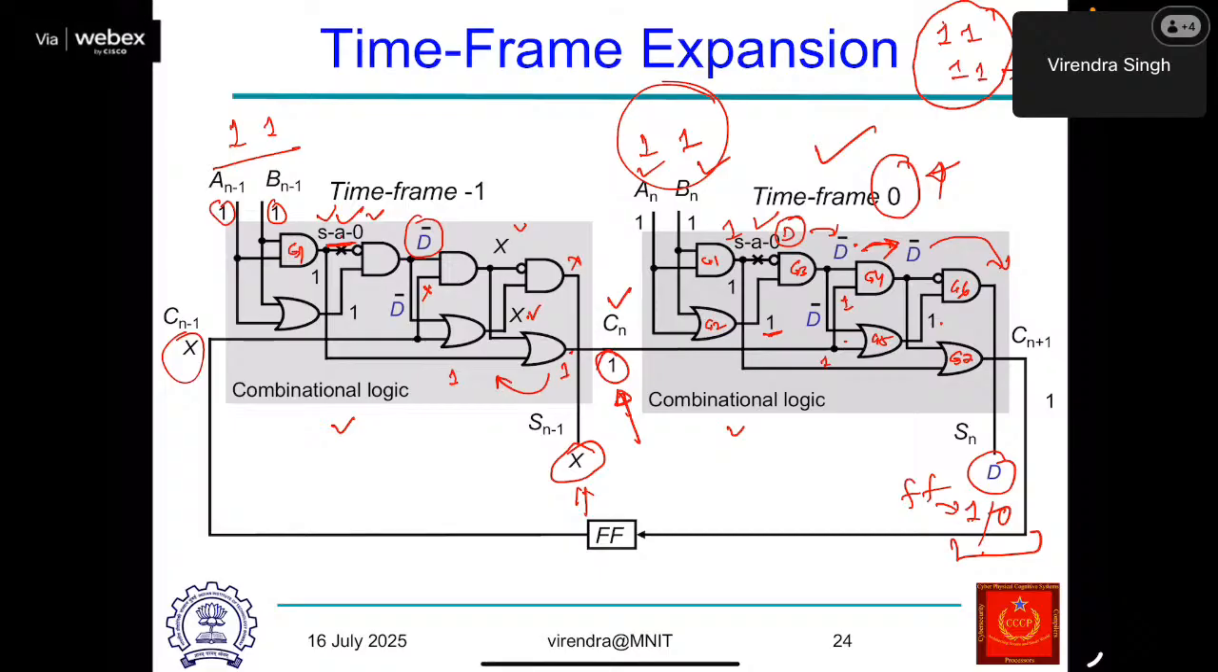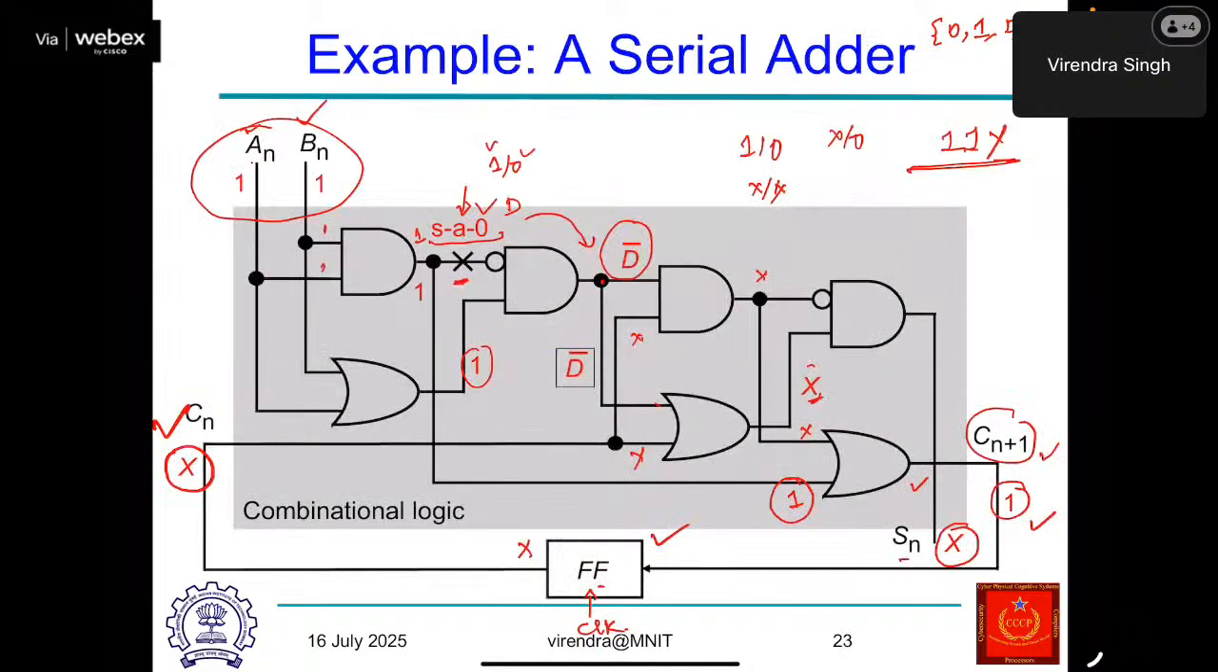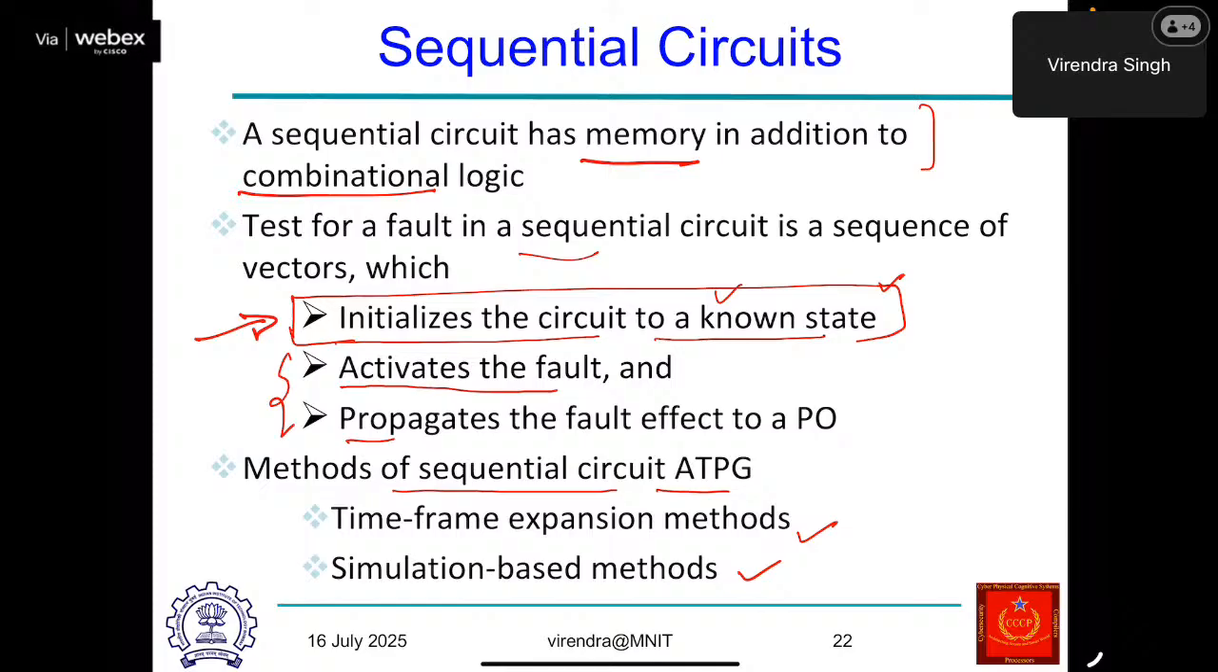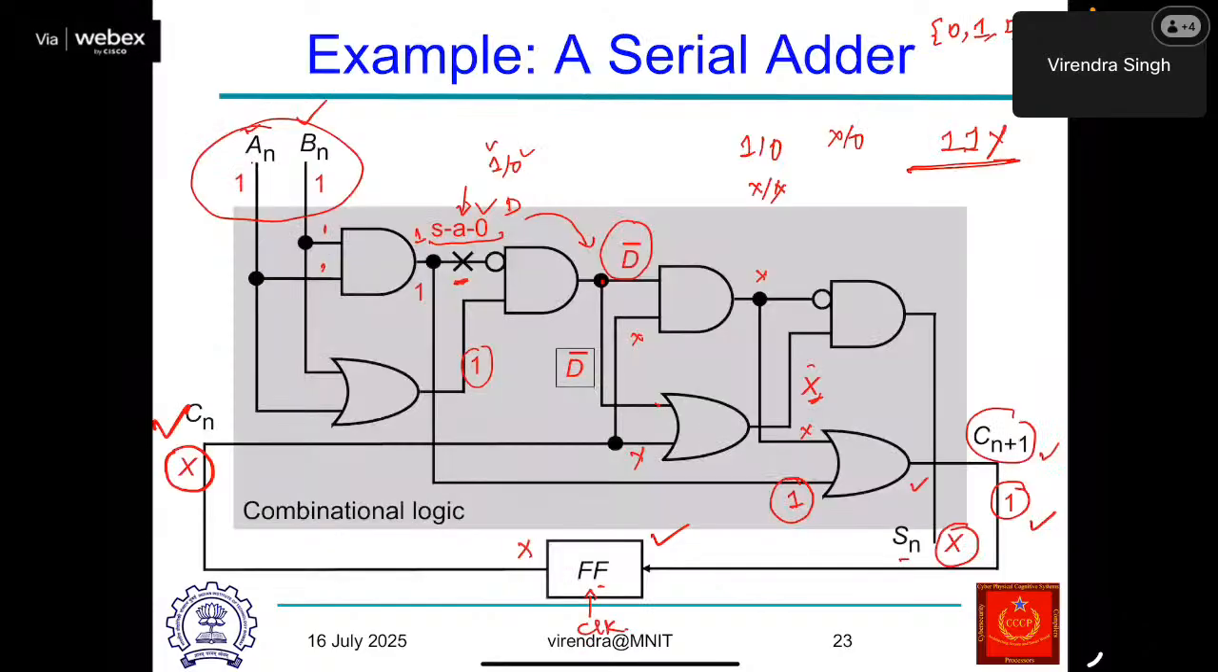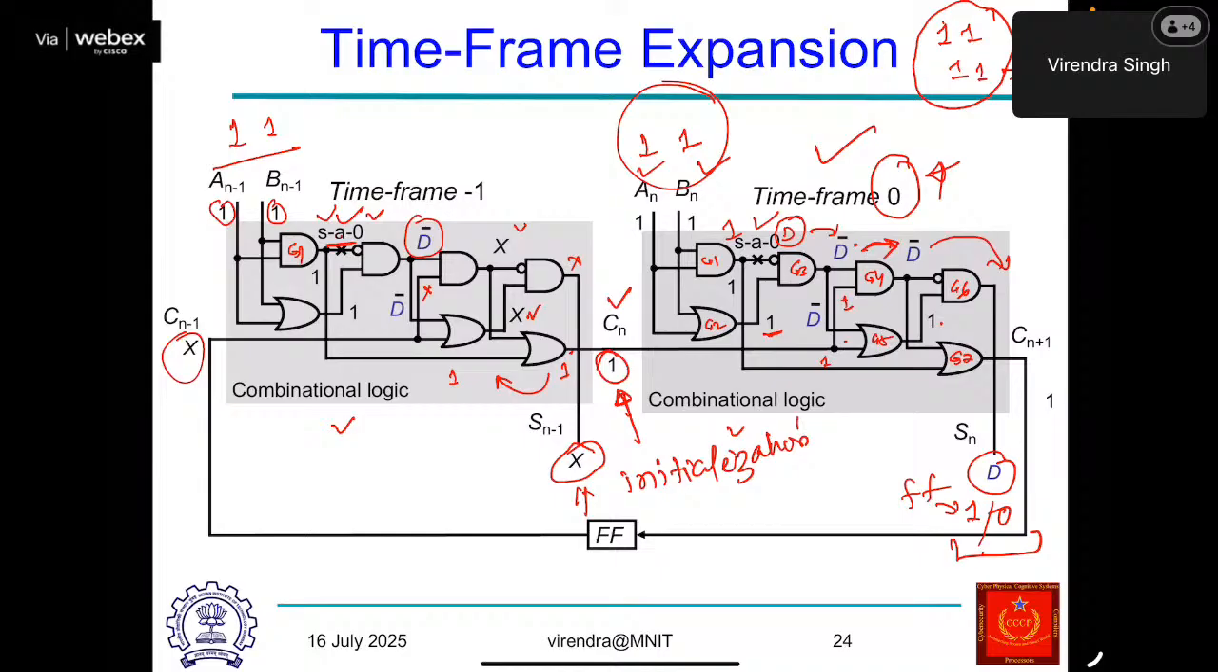That means that when I power on the circuit, it doesn't matter in which state it is, I will at some point in time put it into a known state, and this is your initialization. That step that I have told you here is an additional step, initialization. So for initialization in this case I need one time frame, but you may need to have n number of time frames.